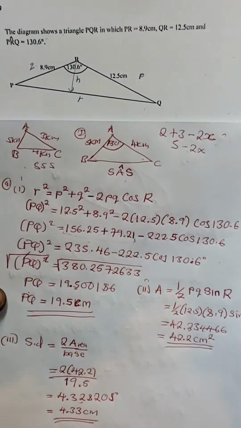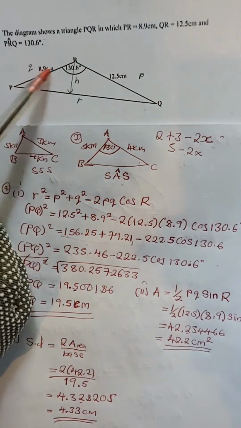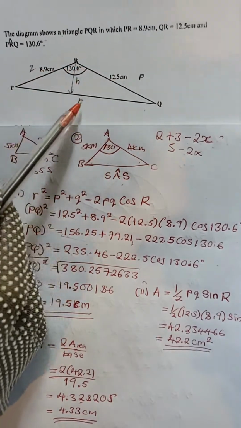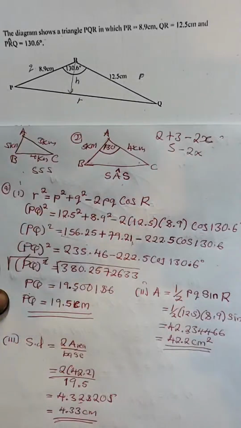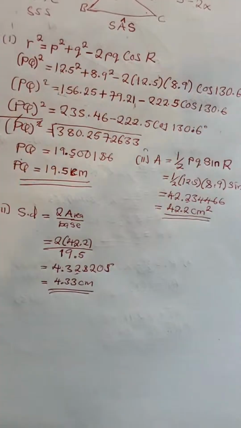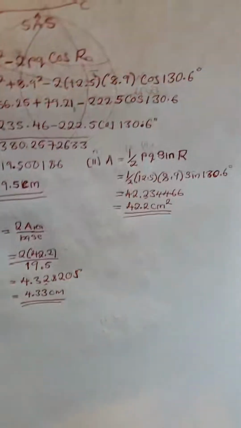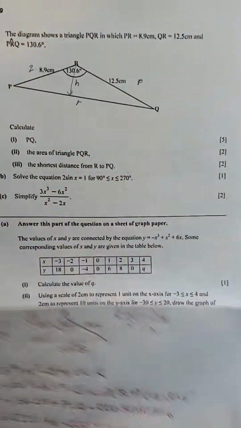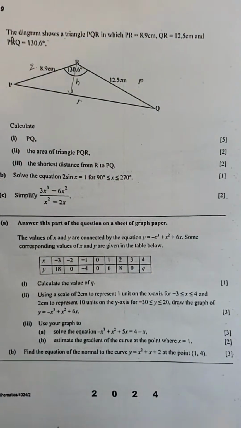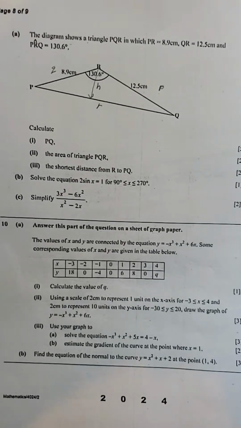So let's check. You can compare. Is it really the shortest distance when you compare with all the sides? This is 8.9, 12.5. We've found 19.5. Indeed, this is the shortest distance. During the exam, I'm doing the correct thing. Guys, if you just joined, we are answering 2024 mathematics GCE paper 2. Okay. All right.